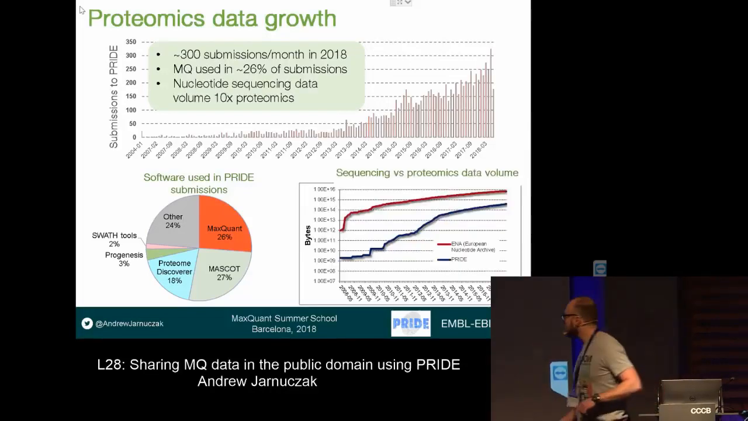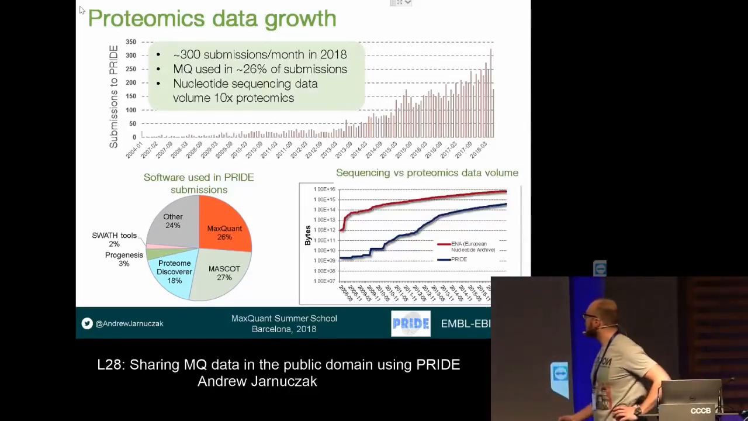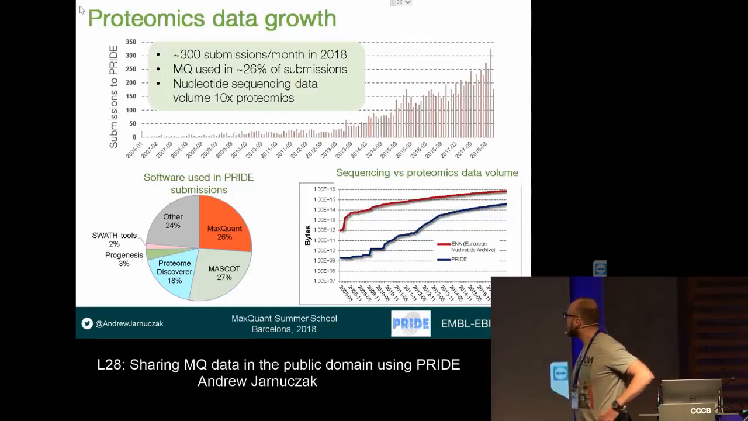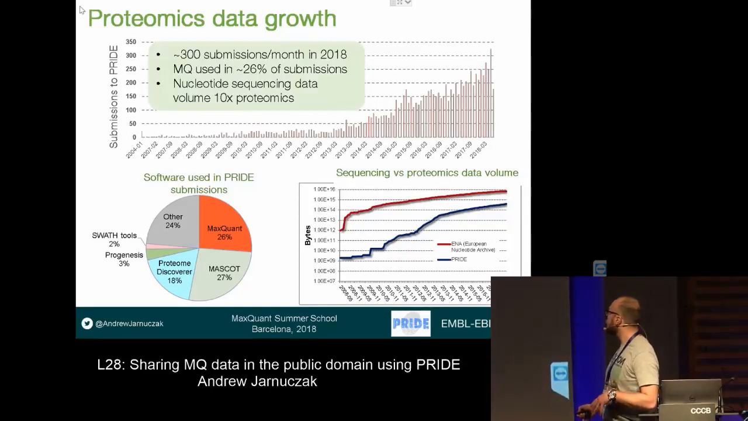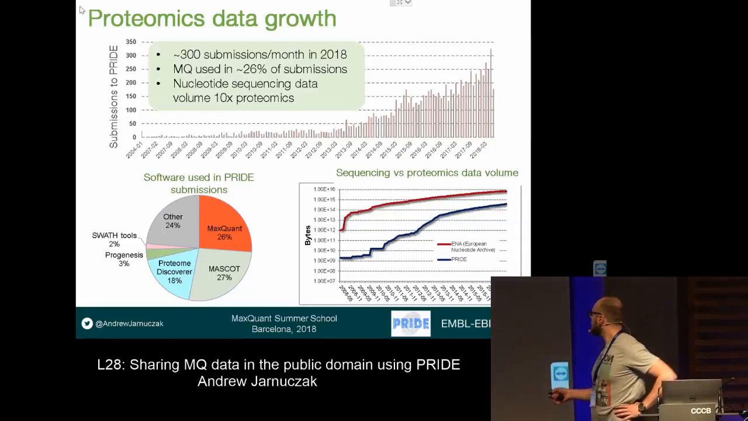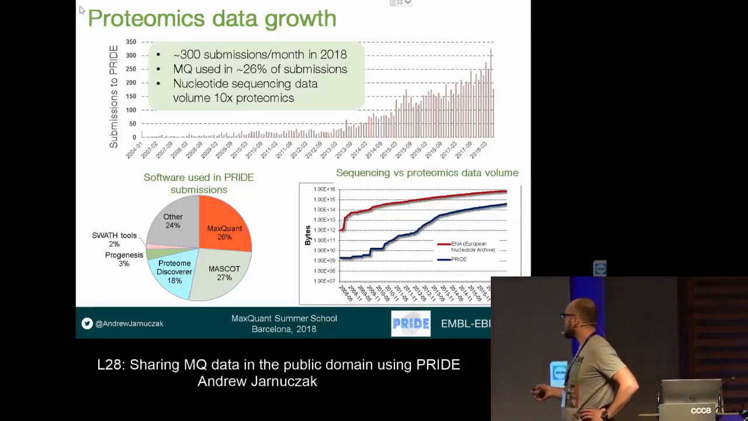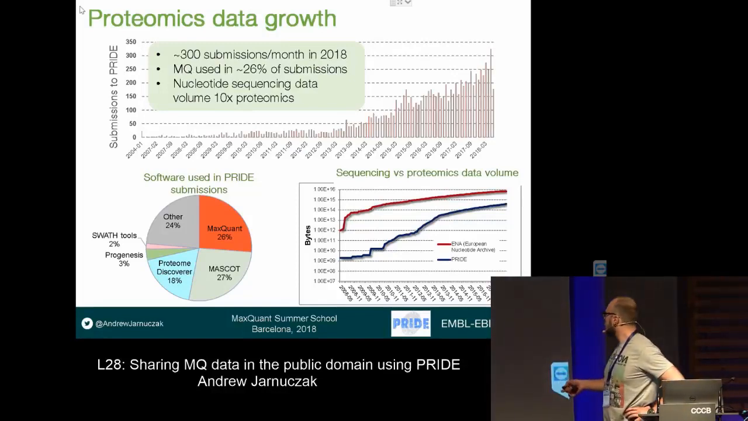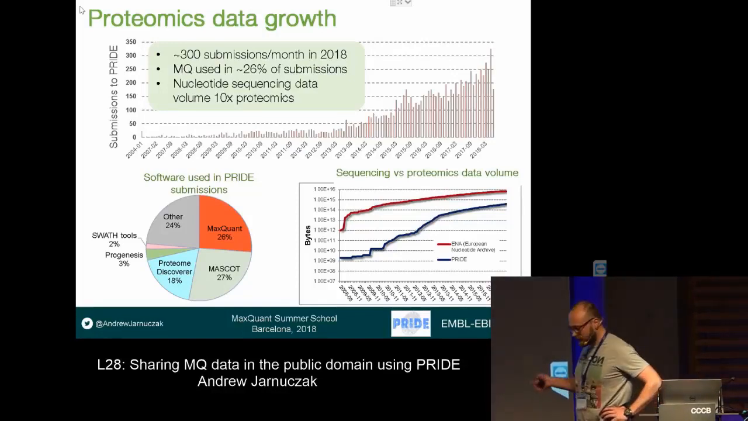Another graph I wanted to show on this slide is this comparison of data volume and data growth between proteomics, MS-based proteomics, and sequencing, in this case DNA sequencing. So what you can see here is the amount of data from the European Nucleotide Archive in red and proteomics in blue in PRIDE.